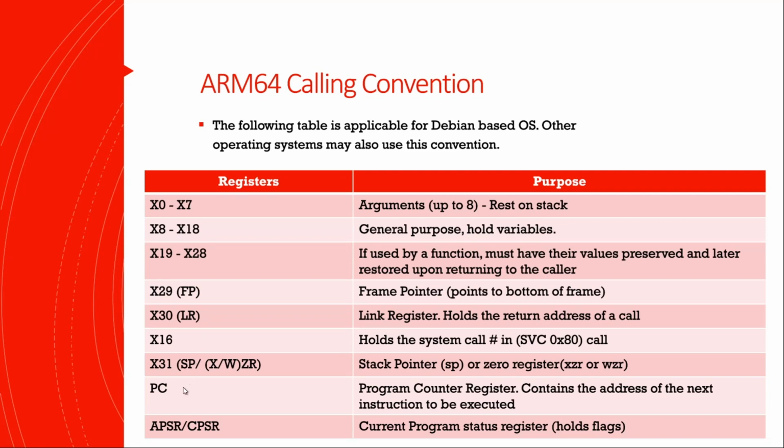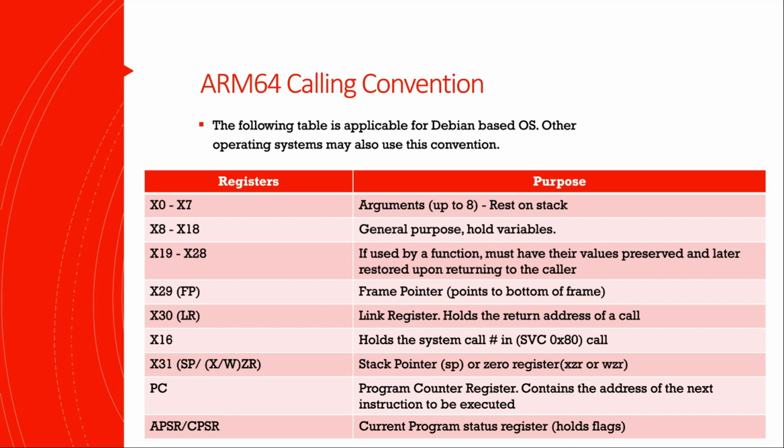Then next we have the program counter register, and this register basically contains the address of the next instruction to be executed. Then we have our status register, represented as CPSR, and this is used to hold the flags like carry flag, zero flag, overflow flag, stuff like this. So on performing any arithmetic operation, depending on the results, these flag values will be either set or reset.